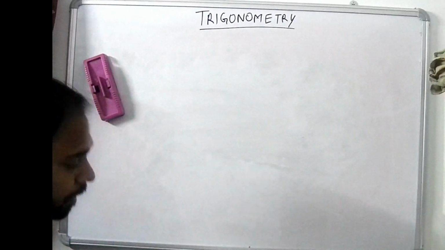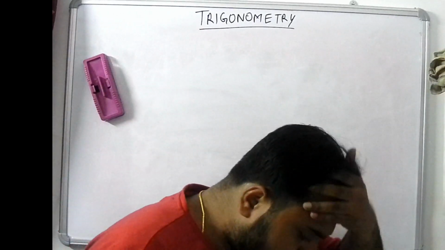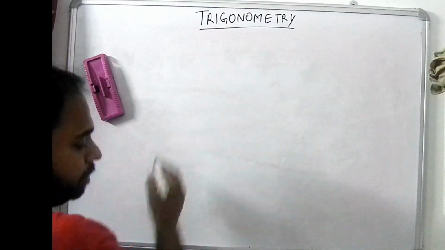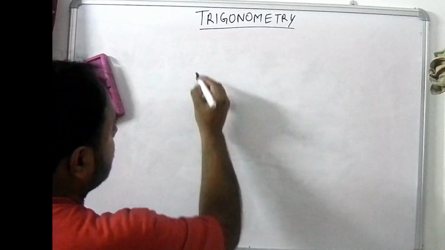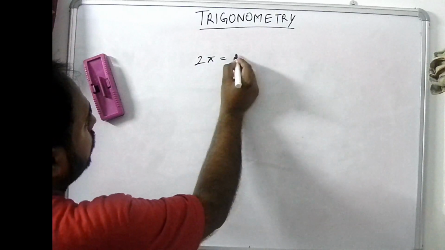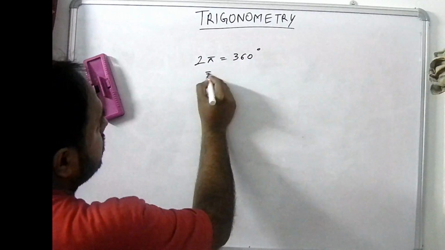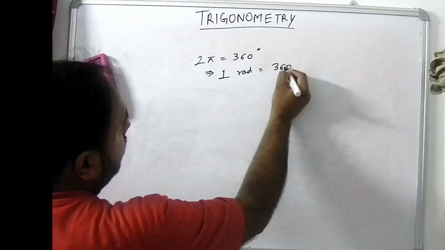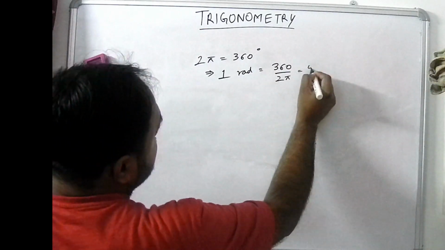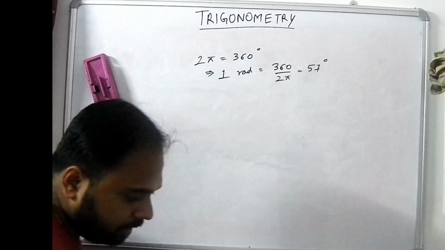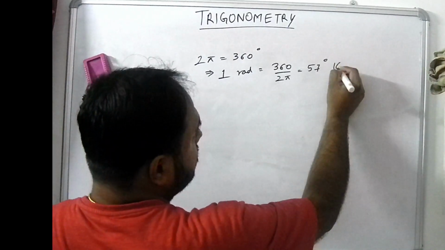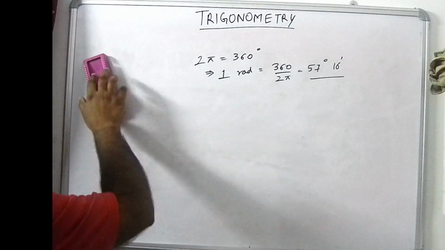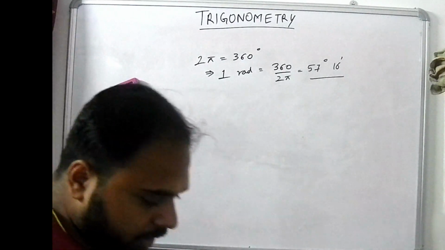As I mentioned, 1 radian is equal to 57 degrees and 16 minutes. 2 pi radians is equal to 360 degrees. That means 1 radian is 360 upon 2 pi, which is 57 degrees and 16 minutes. So this is the correct approximation: 57 degrees and 16 minutes.